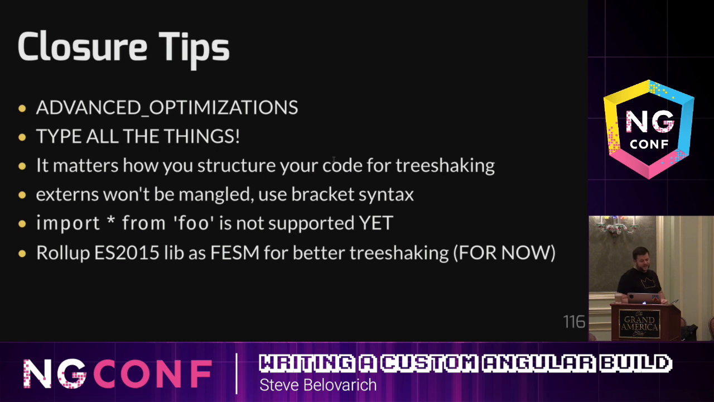Clojure compiler cannot support import star from something yet with ES 2015 modules, which is kind of a bummer. And it is a feature that will come to Clojure compiler soon. But you can get around this using another tool called rollup. If you have a library that is distributed with ES 2015 modules, you can use rollup to roll up that dependency as a FESM, as a flat ES 2015 module, so that all of the source is there in one file, and Clojure really likes that. Clojure will optimize the hell out of that code.